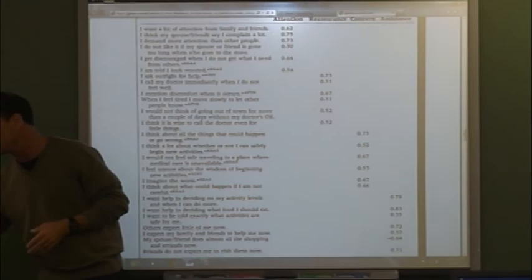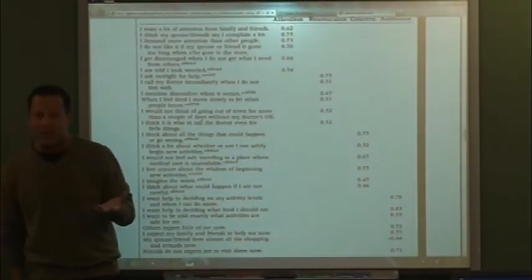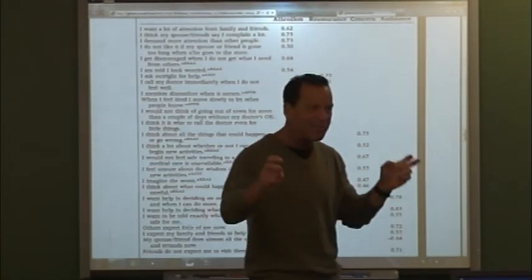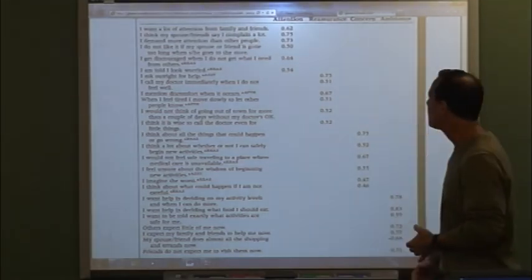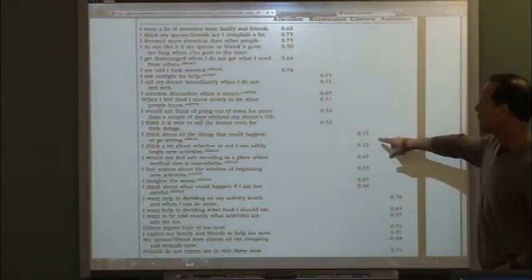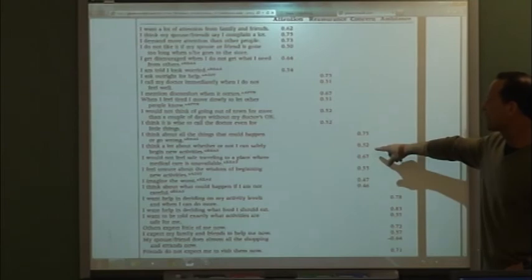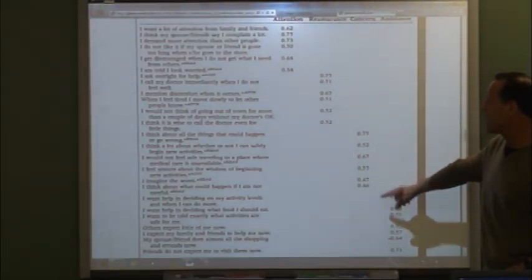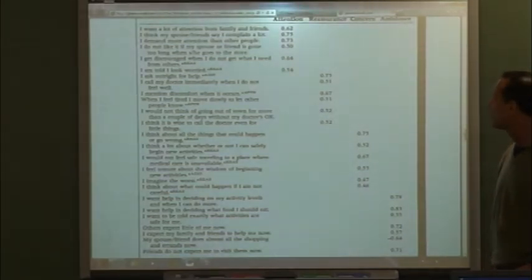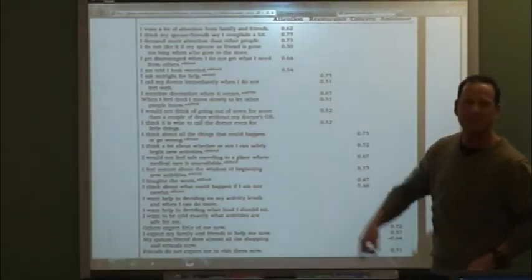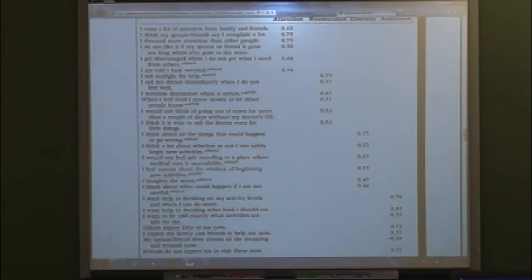So I remember we had a meeting, and I'm not a clinician, but sometimes I'll look at the wording of the items and name that variable, name that construct. I think about all things that could happen or go wrong. I think a lot about whether or not I can safely begin new activities. I would not feel safe traveling to a place where medical care is unavailable. We had a new one that then when we were in the meeting at Sharp, I said, it just sounds like someone's really concerned.